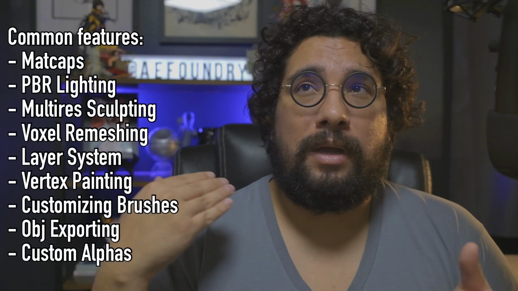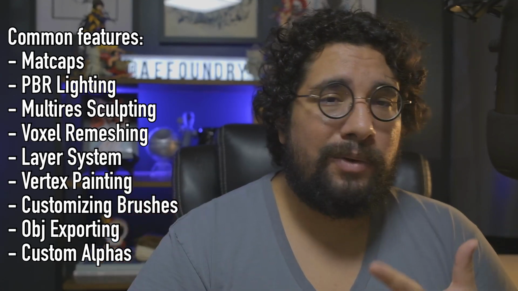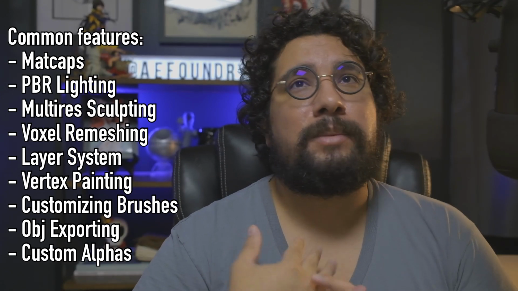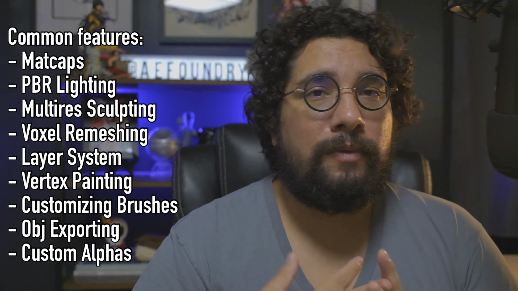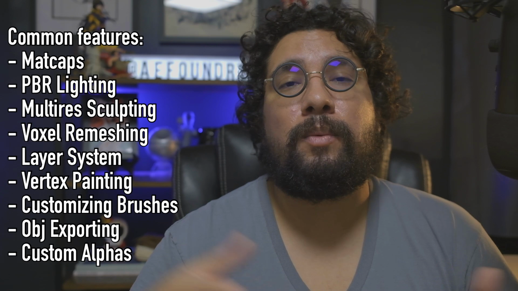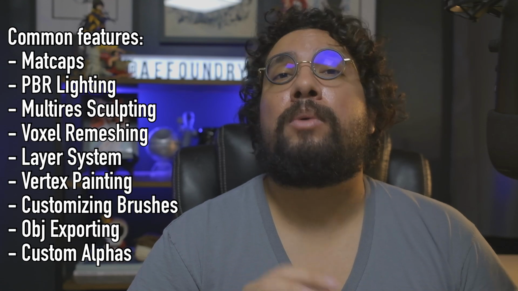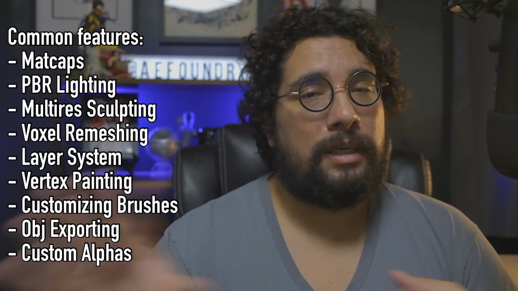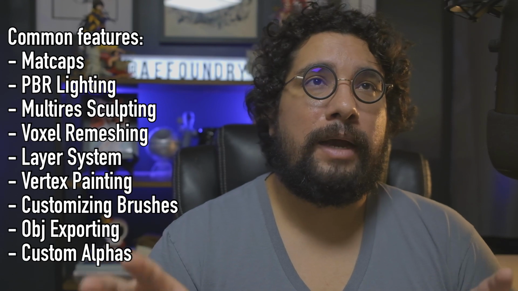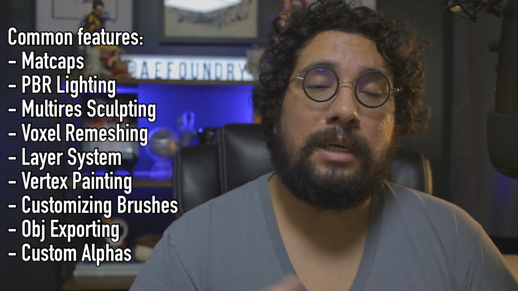So let's go over a few things that they both have in common. We're looking at anything from matcaps to PBR lighting, multi-res sculpting. You've got a layer system, vertex painting, customizing brushes, multiple file exports. Like if you wanted to export an OBJ and render whatever you sculpted in Maya or Blender, you can export OBJs out of both of these softwares and then send it to whatever software you want after that. And then the last thing is they both can import custom alphas, which I think is awesome for skin details and things like that. So they both can do it.